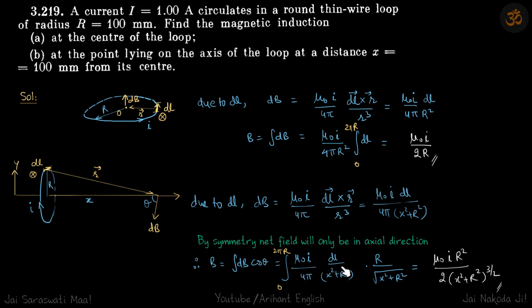So inside this we'll write cos theta as, this is theta, so this is also theta. So cos theta is capital R upon root of r square plus x square. So here except dl, everything is constant. So dl limit will go from 0 to 2 pi r and we will get our answer. So this is field at an axial position at a distance x, and this is field at the center of the loop.